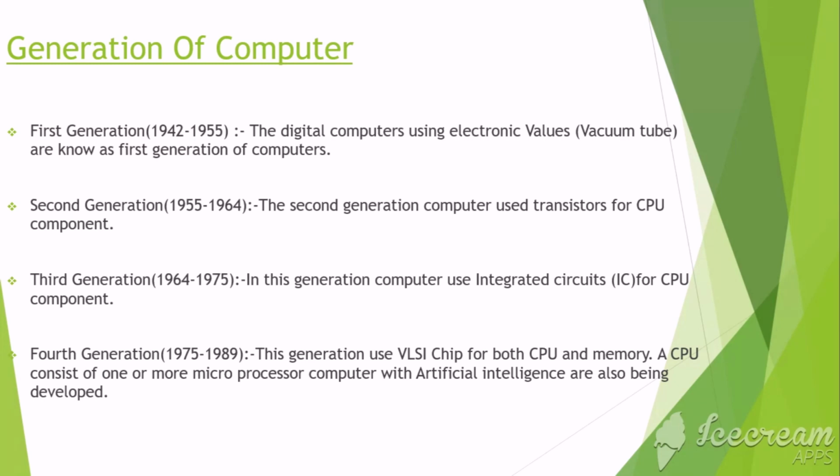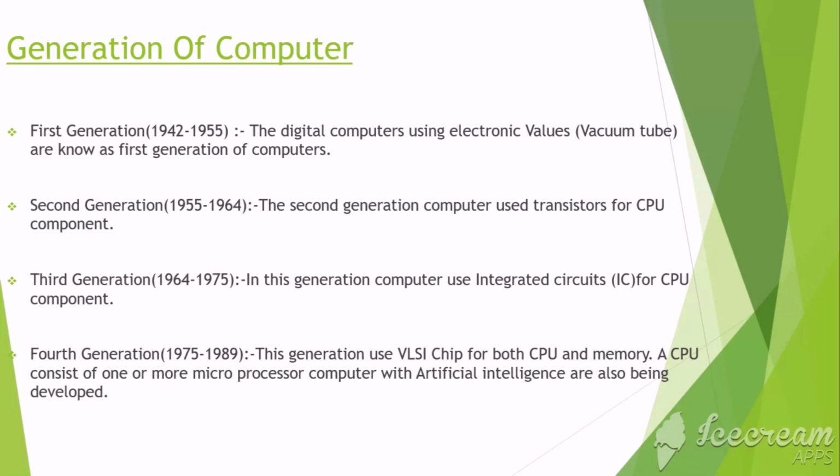Second generation of computer, 1955 to 1964. This generation of computer used transistors for CPU components. Third generation is 1964 to 1975. In this generation, computers used integrated circuits, IC, for CPU components.